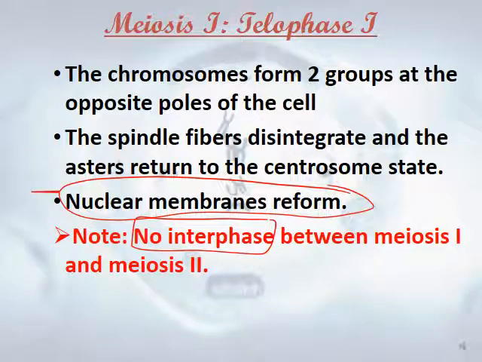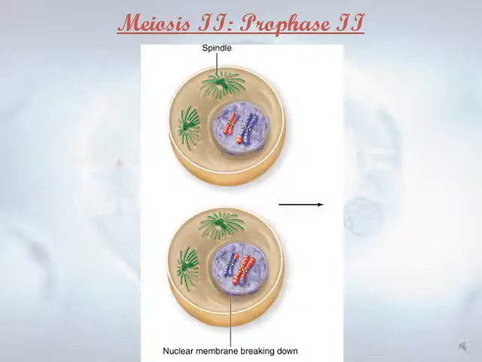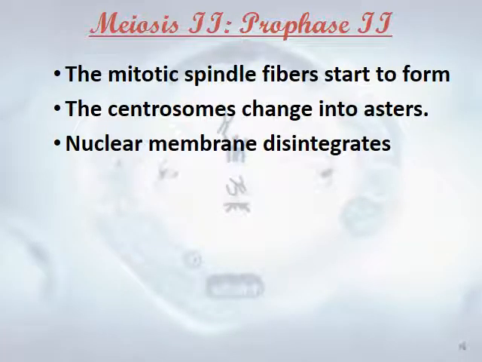In meiosis 1, we have prophase 1, metaphase 1, anaphase 1, telophase 1. Then we move to prophase 2, metaphase 2, anaphase 2, telophase 2. Okay, guys? So in prophase 2, what will happen? The mitotic spindle fiber starts to form. The centrosomes change into asters, and the nuclear membrane disintegrates. This is very similar to that of mitosis.